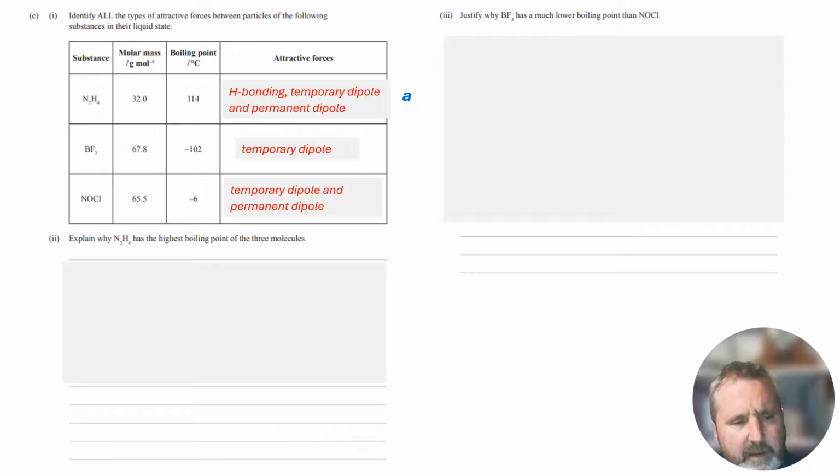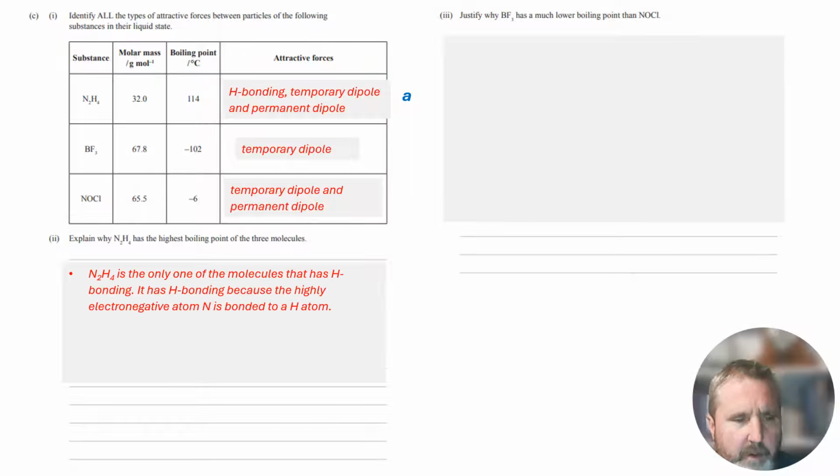Now, why does N2H4 have the highest boiling point of the 3 molecules? Pretty simple, hydrogen bonding. Hydrogen bonding is by far and away the strongest type of intermolecular attraction. N2H4 is the only one of the molecules that has hydrogen bonding. I'm just covering my bases here because it has the highly electronegative atom nitrogen and is bonded to a hydrogen. Also, you could say there are lone pairs available on the nitrogen as well if you wanted to be more thorough. But this is enough for this answer here.